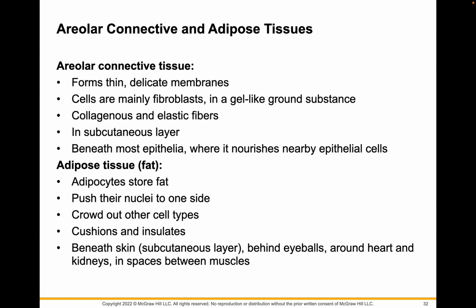We see this behind your eyeballs, around your heart, around major organs as a cushion. So if you do get a blow or you're a football player or boxer or something, your organs are protected. And then it's beneath your skin as an insulating layer.